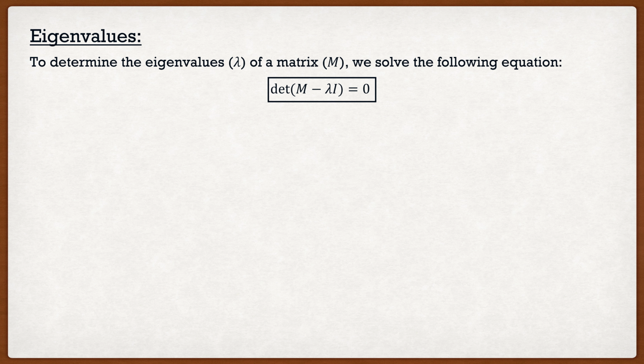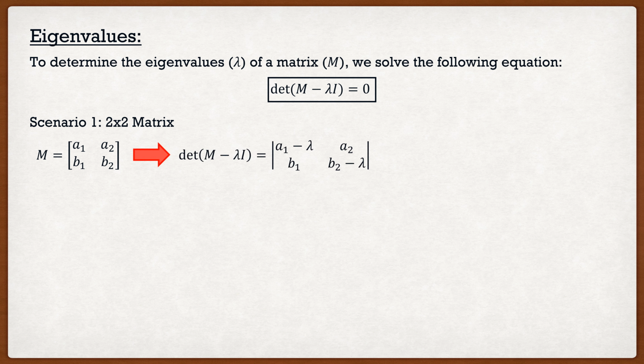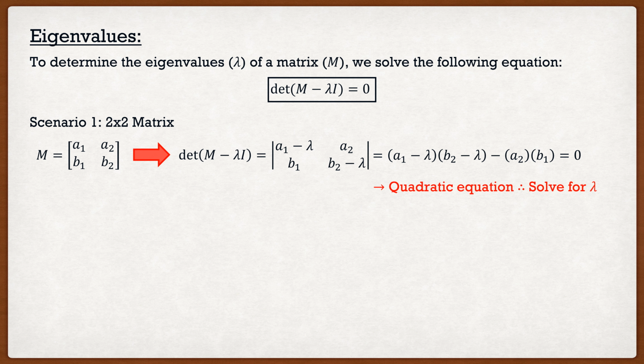Just like before, in this particular class, we have two scenarios, 2D and 3D. If we start off with the 2D matrix, or a 2 by 2 matrix of A1, A2, B1, B2, we can easily find the determinant of M minus lambda I as the determinant of A1 minus lambda, A2, B1, and B2 minus lambda. Since we know all the components in there, we can just apply our nice easy formula, and we get A1 minus lambda multiplied by B2 minus lambda, minus A2 B1, and of course this equation is going to be equal to 0. If we look at that equation at the end, we basically just have a quadratic equation equal to 0, therefore we can solve for our two values of lambda.